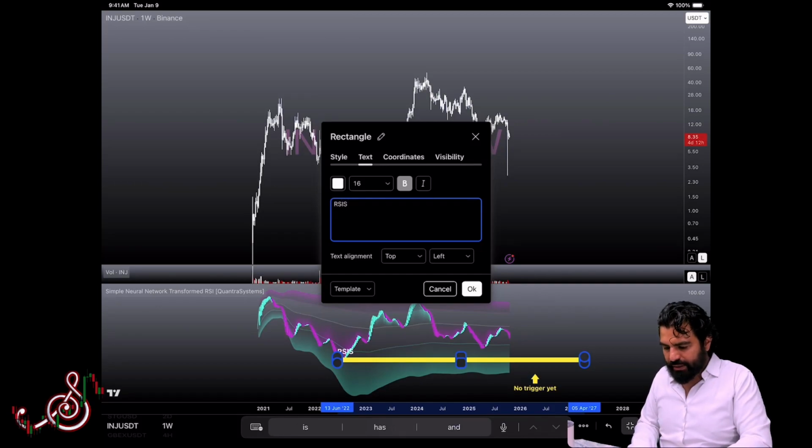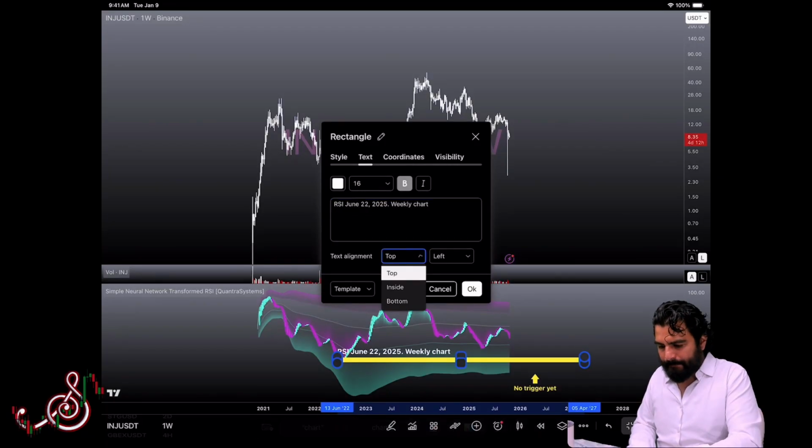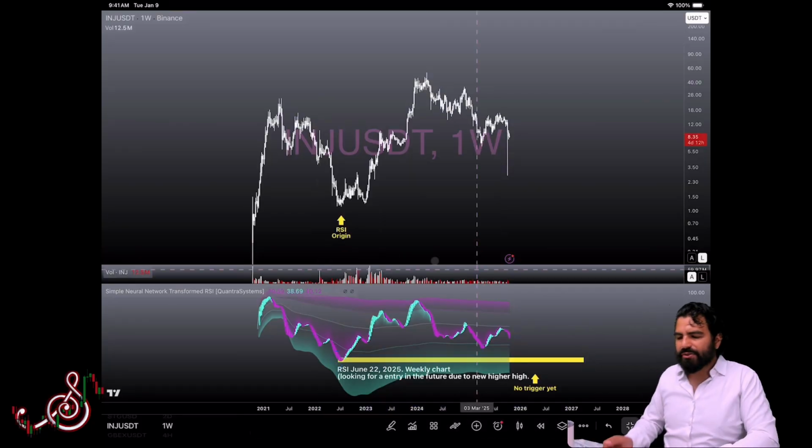RSI June 22nd, 2025. Weekly chart. Bottom. I'm going to put this keyword: looking for entry in the future due to new higher high. All right, let me look at some smaller examples for you.